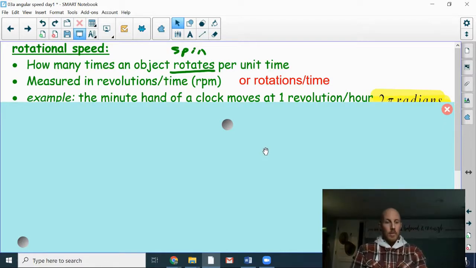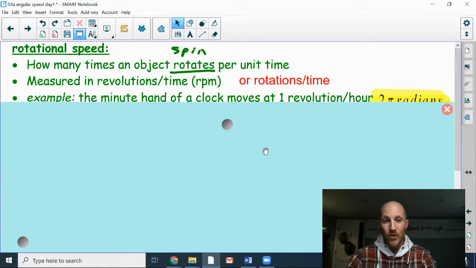The bullet points for each of these different types of speed go in the same order. The first bullet point is going to be like a definition, which in some cases may not actually be very helpful for what does that actually mean. The second bullet point is going to describe the units used. And then the third bullet point gives us an example. So rotational speed: how many times an object rotates per unit of time?